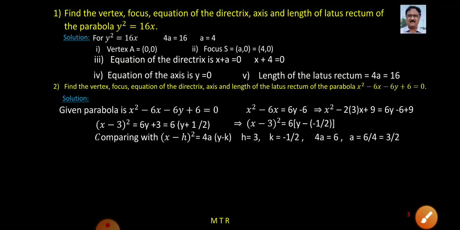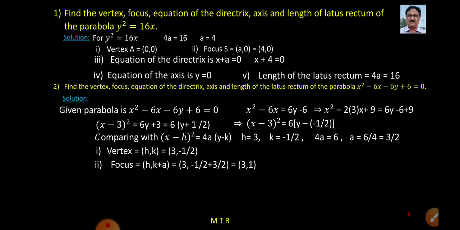So now we compare with (x minus h) whole square is equal to 4a into (y minus k). h is equal to 3, k is equal to minus 1 by 2, 4a is equal to 6. From this, a is equal to 6 by 4, that is equal to 3 by 2. Now the formulas: in our case, (x minus h) whole square is equal to 4a into (y minus k). So the vertex (h, k) is equal to (3, minus 1 by 2).